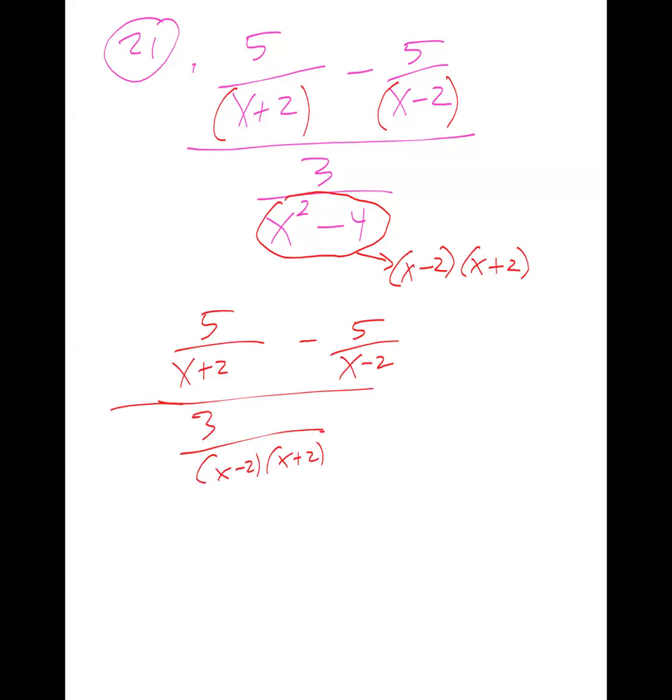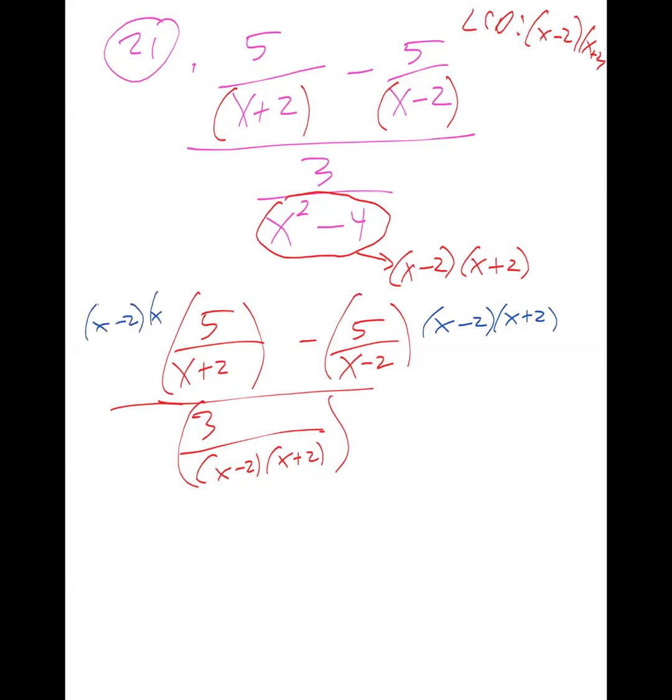Now, what's the LCD of those little fractions? Yep, you're right. According to the jealousy game, the LCD is going to be x minus 2 times x plus 2. I'm going to circle each of those terms so you can see which ones I'm talking about. Those are the 3 terms in the problem, and I'm going to multiply every term in the problem by the LCD: x minus 2 and x plus 2, and also by x minus 2 and x plus 2, and also by x minus 2 and x plus 2.